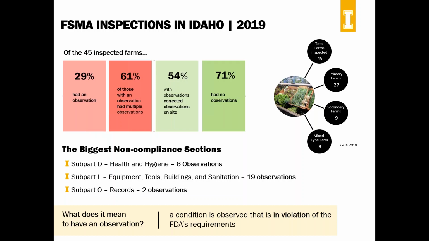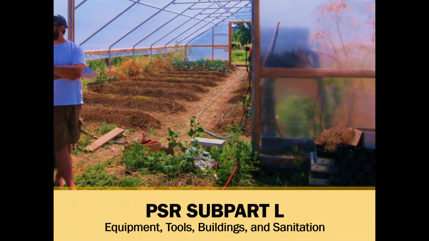So that's really great. And then for those people who did have an observation, the other big takeaway was that they were able to correct those observations on site, which means that although that will be cited as an issue, it was something that was able to be fixed while the inspector was there, which is really great. So some of the biggest areas of non-compliance were the sections of health and hygiene, equipment, tools, buildings, and sanitation, and records. So today we're going to be talking about the sanitation section, which was part of those biggest issues that we had.